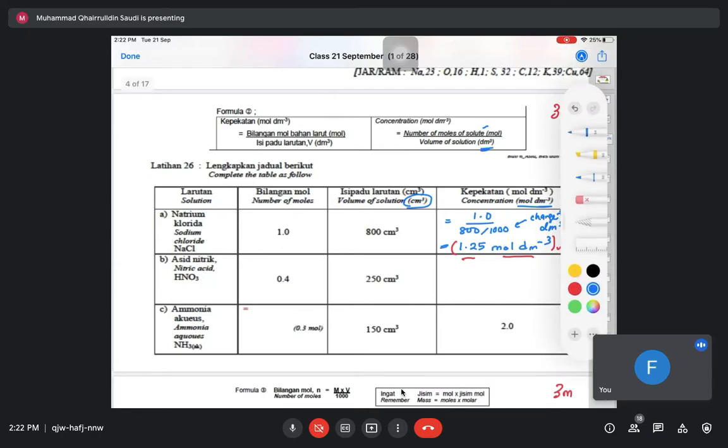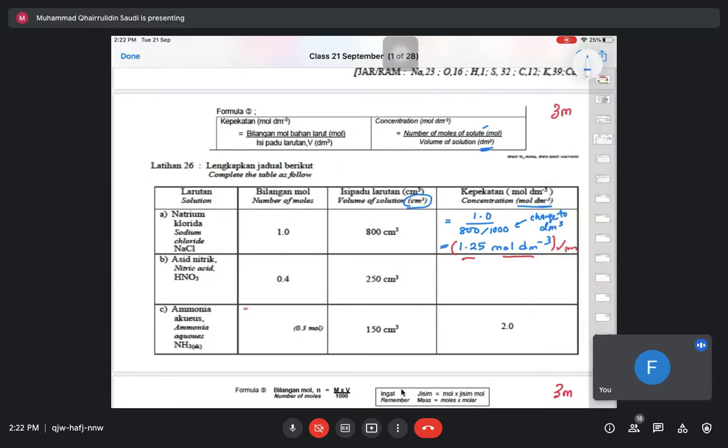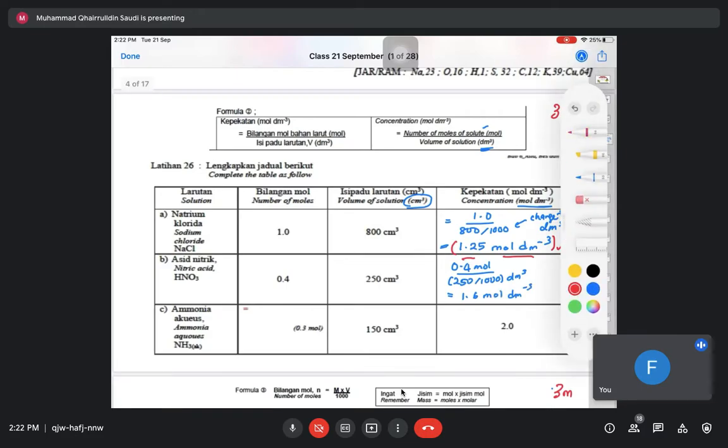Okay, next one. Also the same, you just take 0.4 mole divided by 250 divided by 1000 to change it to decimeter cube, and you will get 1.6 mole per dm cube. Everything is correct, then only you will get 1 mark.